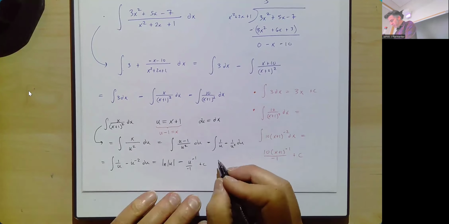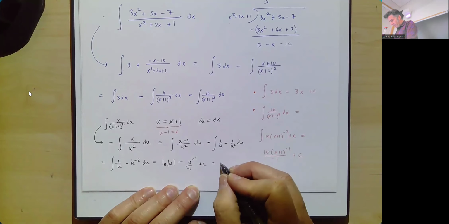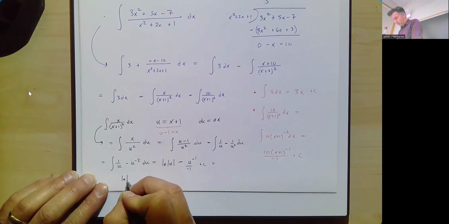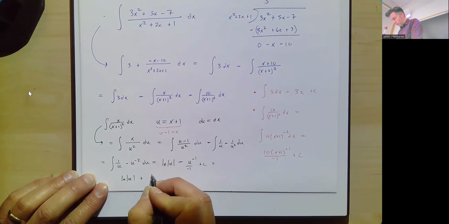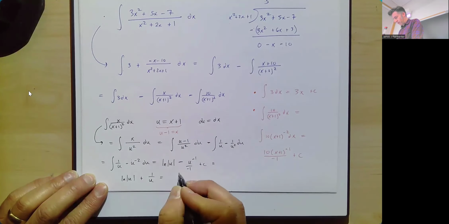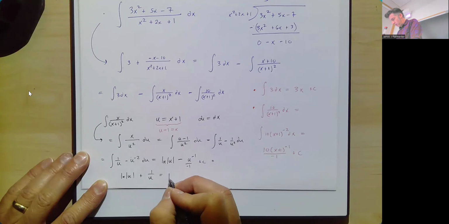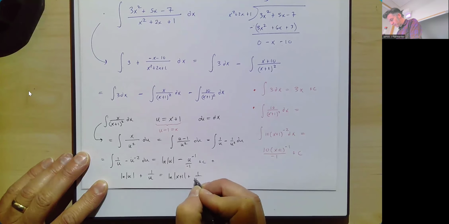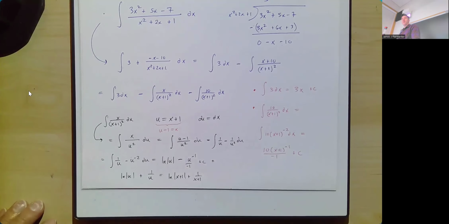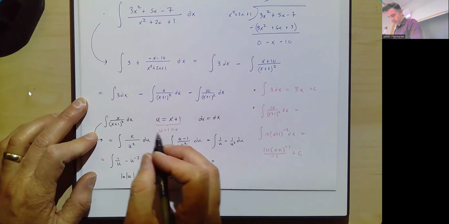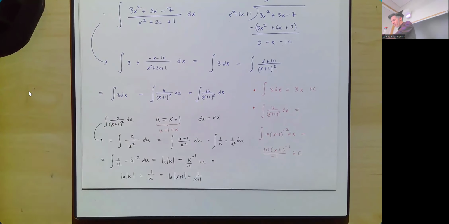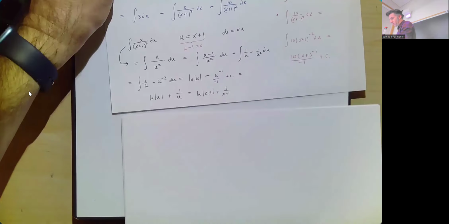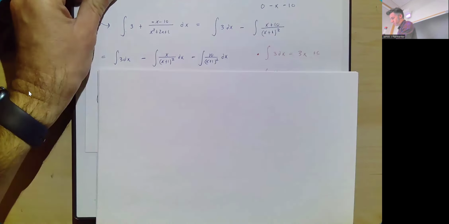And then finally, I would probably rewrite this as the natural log of the absolute value of u plus 1 over u, and then finally plugging back in x plus 1. It's the natural log of the absolute value of x plus 1 plus 1 over x plus 1. So my final answer would be all three of these pieces added together. I'm just going to write it down here. We'll use a whole piece of paper.